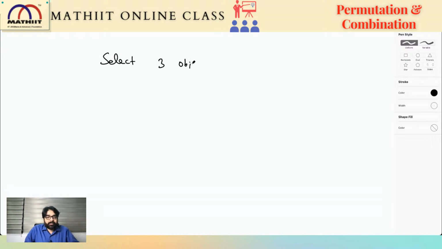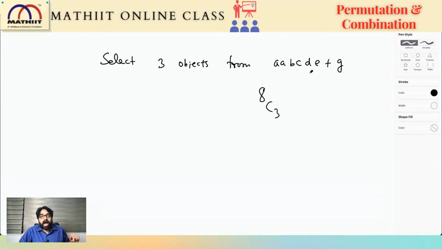Now, suppose I said to you, select 3 objects from A, A, B, C, D, E, F, G. Do you remember? Now you cannot say 8C3, because all 8 objects are not different. So you'll say, sir, yes, we can do it very easily, sir. I will make cases. What cases? All 3 different, 2 identical and 1 different. Of course, very simple. We can do it.